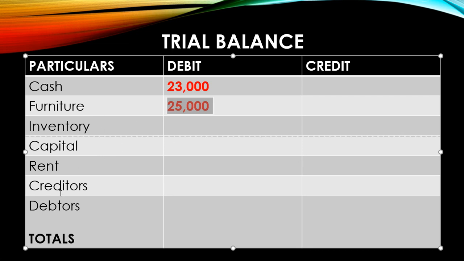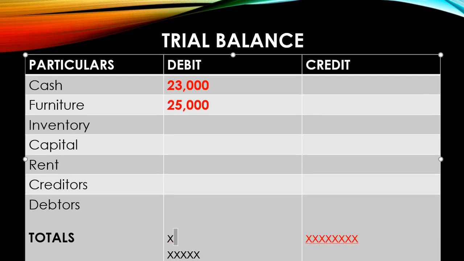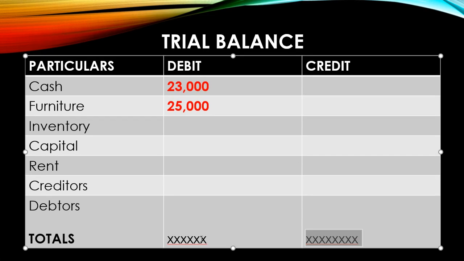Likewise for stock, likewise for capital, rent. You do for rent, then do for creditors, do for debtors, and if you follow the double entry, these two totals must be the same. The total here and the total here must be the same. The debit side total must be equal to the credit side total.